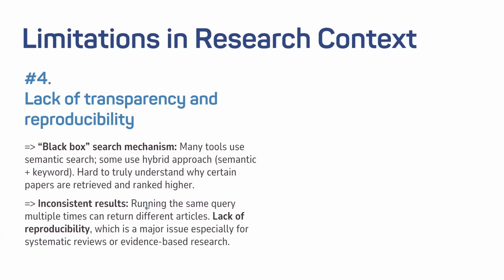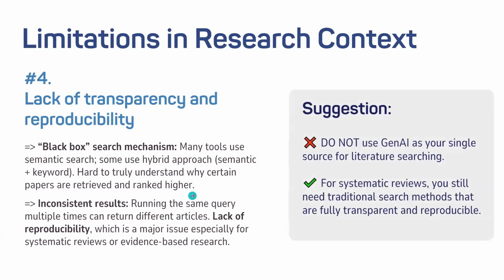Okay, this time probably these 9 papers, next time that 7 papers. Maybe there are two papers difference. Okay, so this kind of lack of reproducibility will be a big issue for studies which require evidence-based research. And if you're doing a systematic review, you cannot solely rely on these kinds of tools. Again, do not use Gen AI as a single source for literature searching. And particularly for systematic review, you have to use the traditional tools, which are more transparent and reproducible.